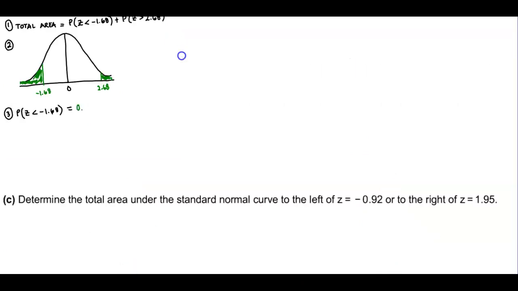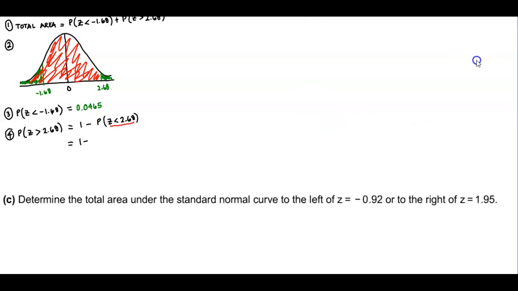So we know that's 0.0465. And so now what we want to do is find the probability of when z is greater than 2.68, which is going to equal 1 minus the probability of z being less than 2.68. So that means that this is going to be less than, so we're looking for the area here that's going to be less than that.